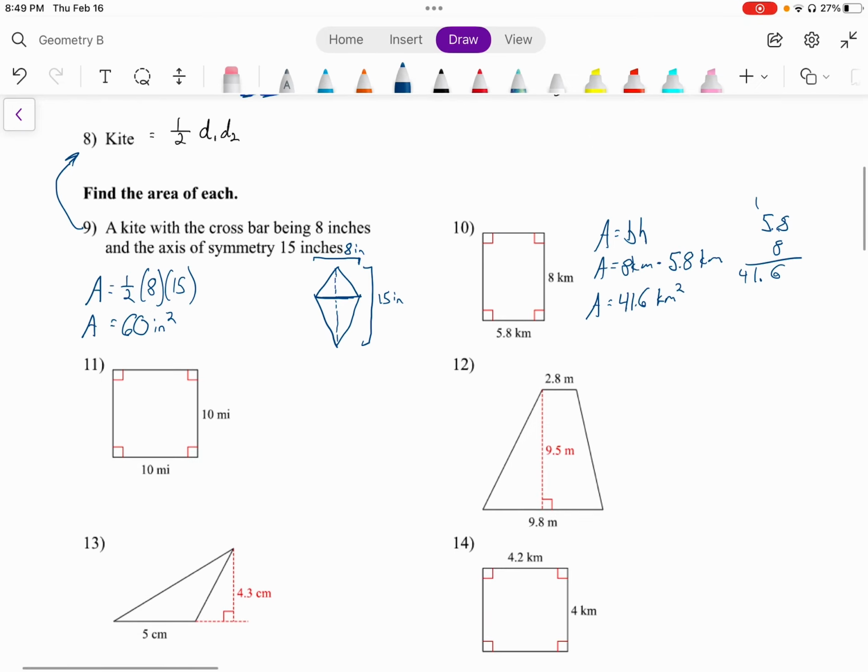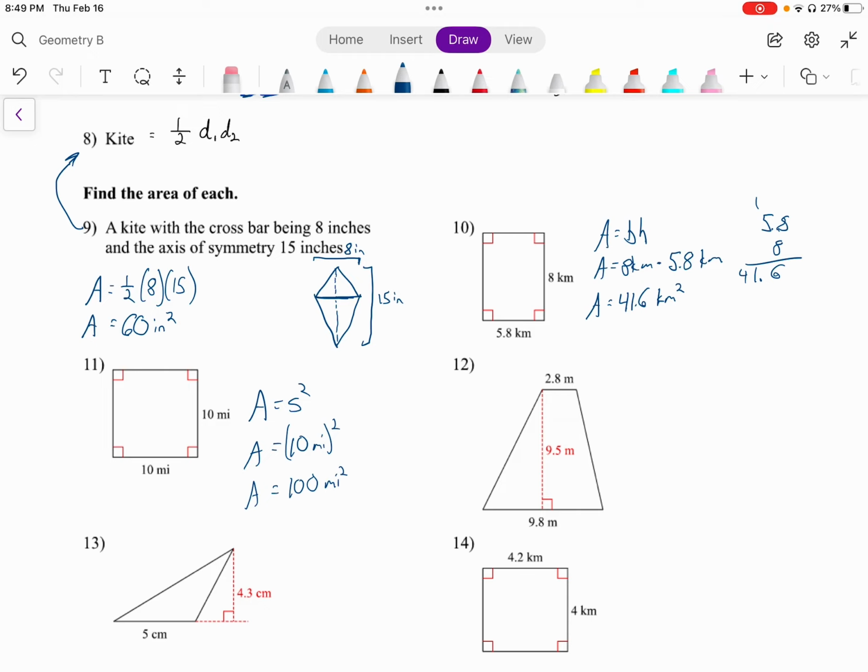Number 11, that is a square. We know area of a square is just the side squared. So this is 10 miles squared. And so that is 100 square miles. 10 times 10 is 100 miles squared. It's a large square.